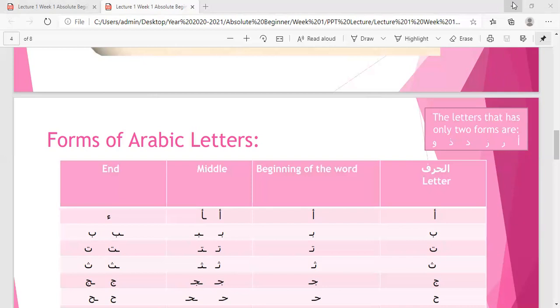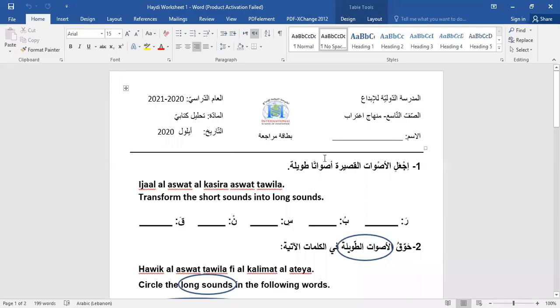Okay. I'm going to share a screen now. Tell me if the screen is in front of you. Heidi, you're going to write, okay? We're going to solve it all, but you're going to write. I need you to know how to write. Transform the short sounds into long sounds. Here you have what?